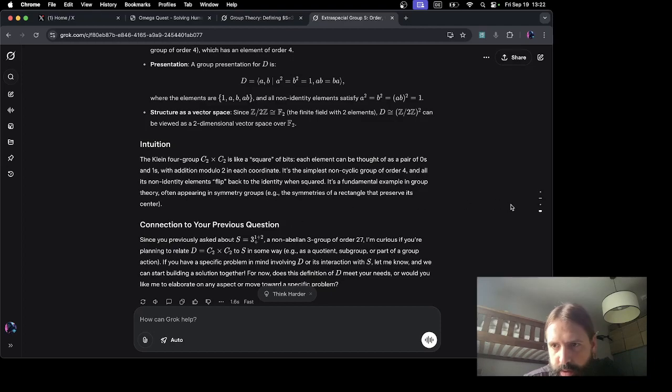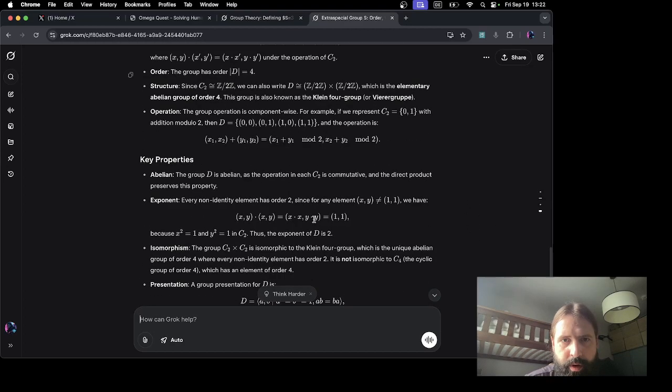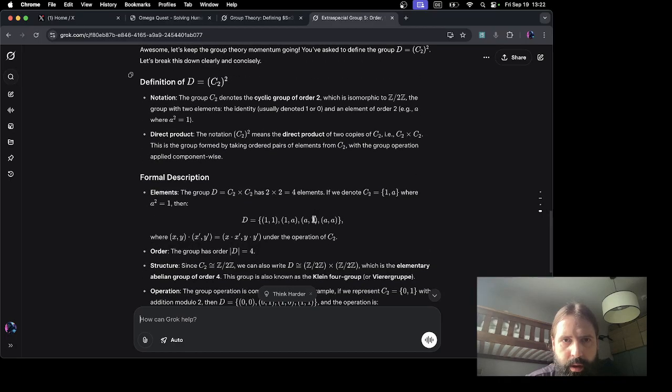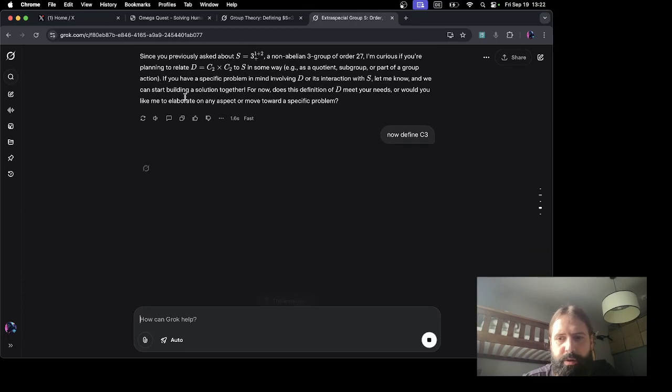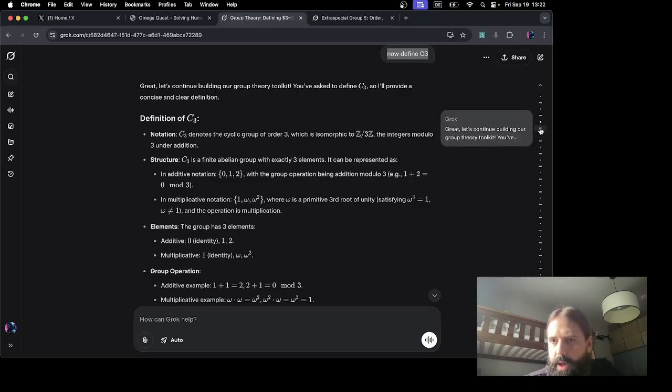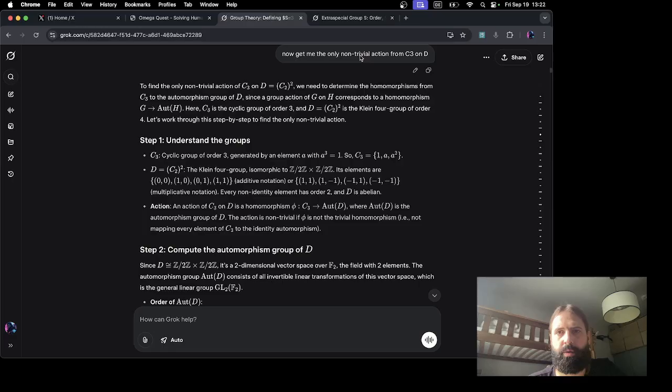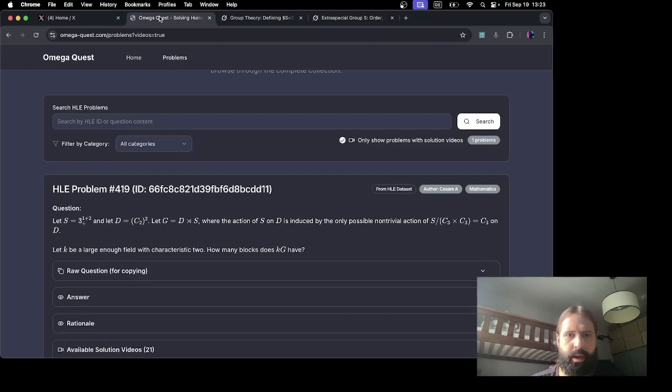All right, so we have now basically C2 squared. Exactly. Okay. So now we define C3. The reason we're doing this is, if you notice, we're breaking this problem into pieces. So we're defining S, we're defining D, then we jump off here and we define C3, right?